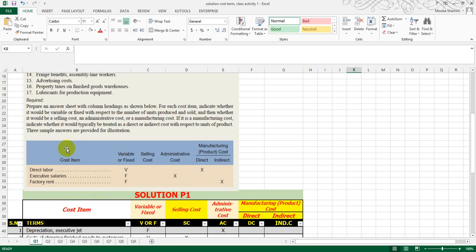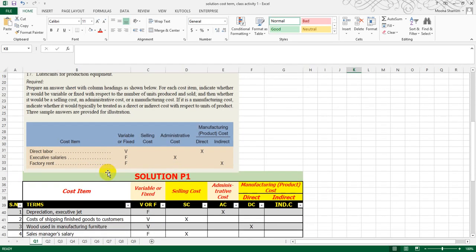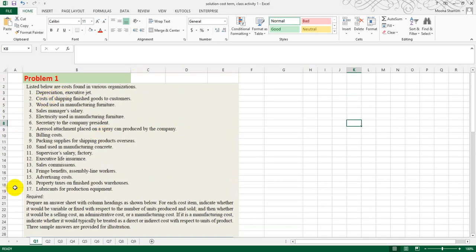Three sample answers are provided for illustration, like direct labor. This is variable in nature. Obviously labor cost is variable in nature, because according to the units produced, you will incur the labor. So executive salary, this is a fixed cost. Factory rent, the rent is basically a fixed cost as well. So in that way we have to classify the above items, 1 till 17.